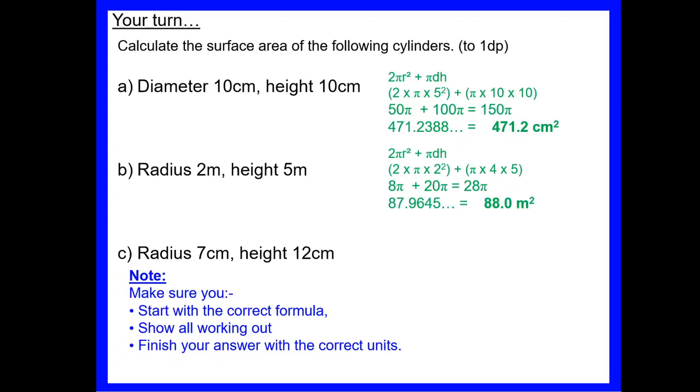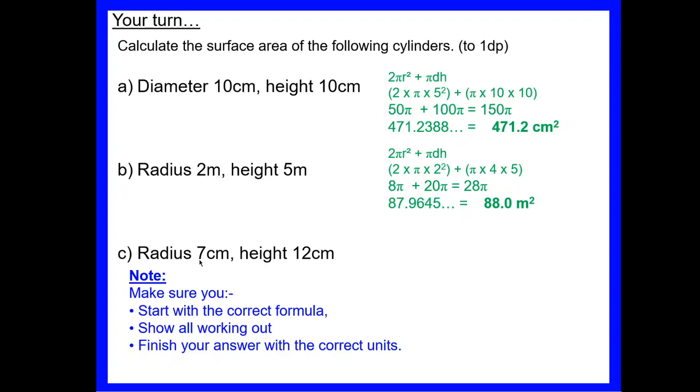As a decimal, 87.9645, etc., rounded to 1 decimal place, 88.0 meters squared. Again, don't forget, it did ask for 1 decimal place, so we have to have a value in the 1 decimal place position, even if it is a 0.